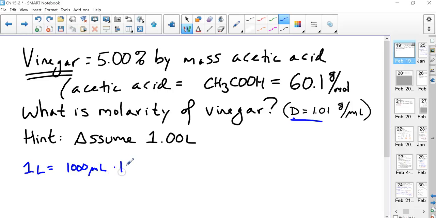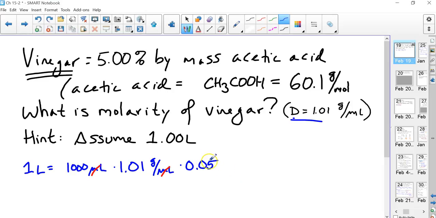So I'm going to multiply it by the density, which is 1.01 grams per mL. Okay, so now I'm going to have some number of grams. You can see, of course, that milliliters are going to cross out. I'm left with some number of grams, and I want 5% of that mass. So I've got a liter, it weighs some amount, but 5% of that, or 0.05, is the acetic acid. The rest of it is water.